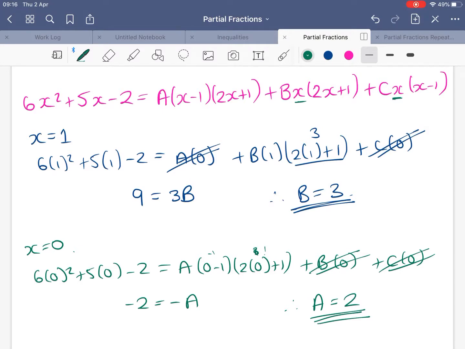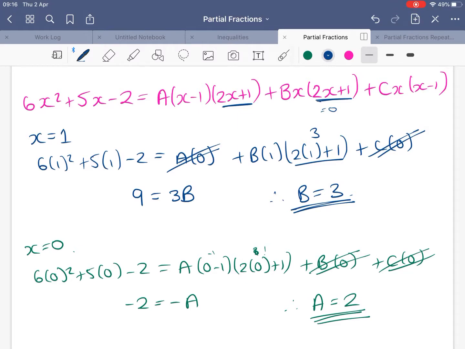Okay, and then the last one, all I've got to do now is think, how can I make this bracket and this bracket equal to 0, so that then I can eliminate the a and the b.